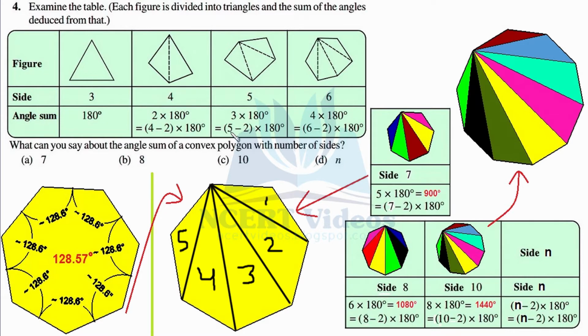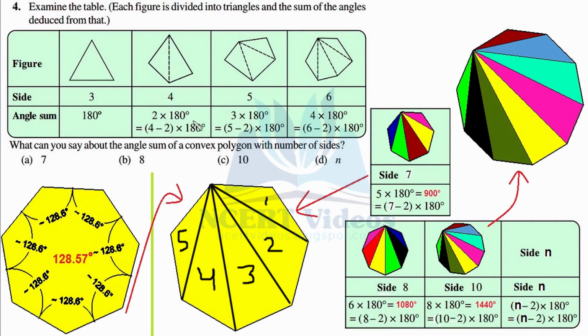Again, what is happening in the pentagon? We have 5 sides, so we wrote 5. We are subtracting 2 from it again. Hence, we are left with 3. And this is getting multiplied by 180. Again, we have 6 sides, so we wrote 6. We are subtracting 2 from it as well. That gives us 4. And we are multiplying that by 180 degrees. Now, if you observe, in each case, we subtracted 2 from the sides and then multiplied that by 180 degrees. We did not do it in the case of a triangle.